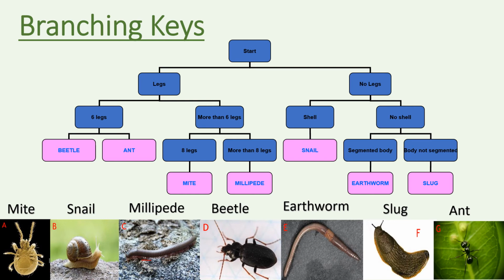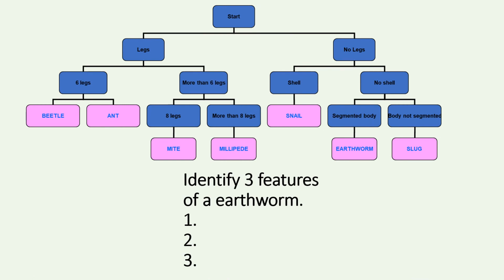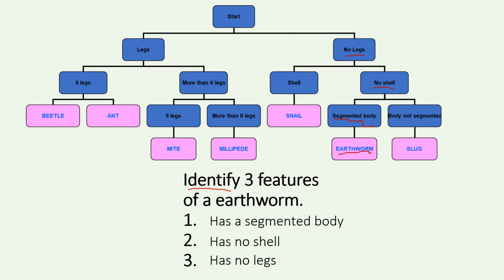So let's look at the other type of question we might get. Identify 3 features of an earthworm. So for this type of question where you have to identify features, you have to work your way backwards. So we can see earthworms here, so we need to know what characteristics it has. So we've got to go back up the branch key. So it's got a segmented body, it's got no shell, and it's got no legs. So that's your 3 features or characteristics of your earthworm. So it has a segmented body, has no shell, and has no legs.